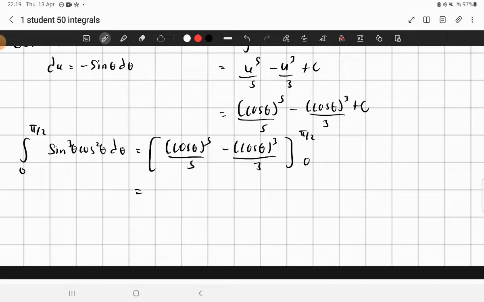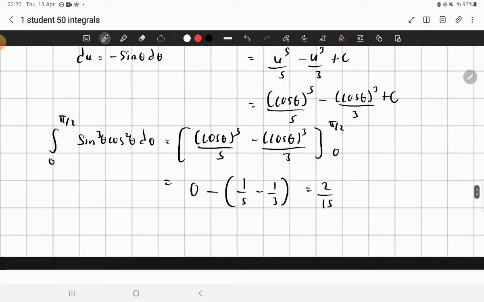Yeah, it'll be 0. So basically the left hand side will be 0, and the minus part will be cosine of 0, which is 1. So 1 over 5 minus 1 over 3. Therefore, you will have negative 2 over 15, which means that it will be 2 over 15. So that will be your answer. Let me check again.